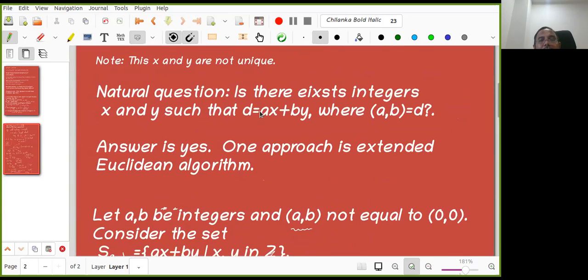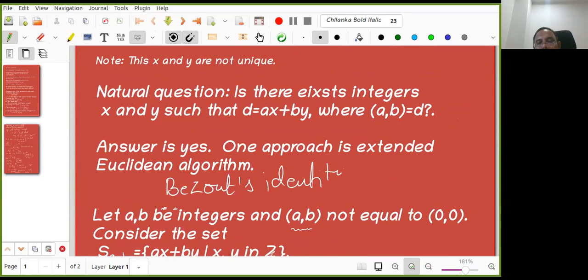This thing is called Bezout's identity. You are actually proving a very big thing. Today you do not know it, but you are proving a big thing, and very easily. So this is called Bezout's identity. What is Bezout's identity? If GCD of A comma B is equal to D, then there exist X and Y such that D is equal to AX plus BY. That is Bezout's identity.